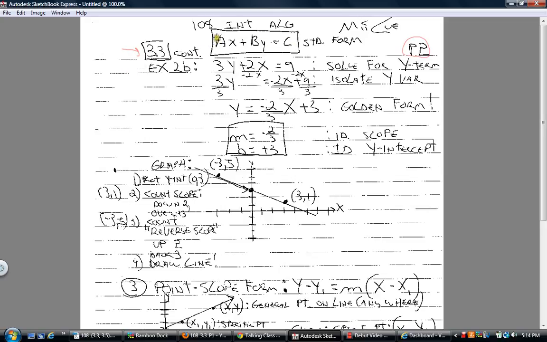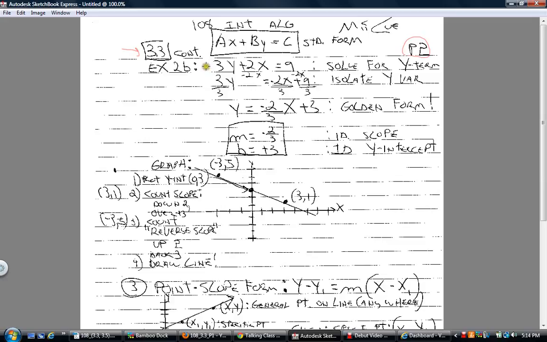Given a linear equation, ax plus by equals c, keep saying this over and over again. It's the x term plus the y term equals a constant. Here's an example 2b. 3y plus 2x equals 9. Graph this linear equation. Why is it a linear equation?